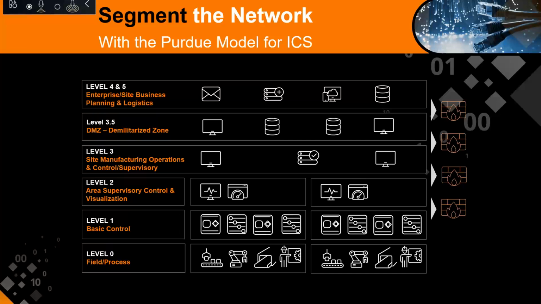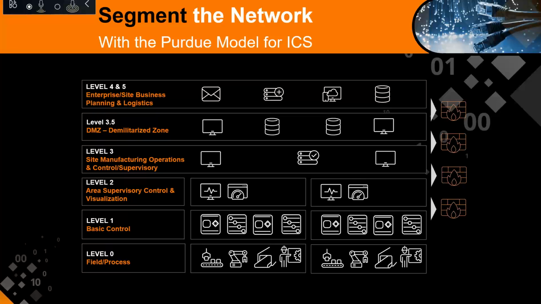With that being said, let's have a look at what's on the screen here. This is what we call the Purdue model for industrial control systems. And this is a sort of reference architecture, a best practice method to segment the industrial network itself, but also to separate the OT domain from the IT domain. And this model provides different levels, which could be seen as segments, although that's not entirely true, and I will get back to that in a bit.